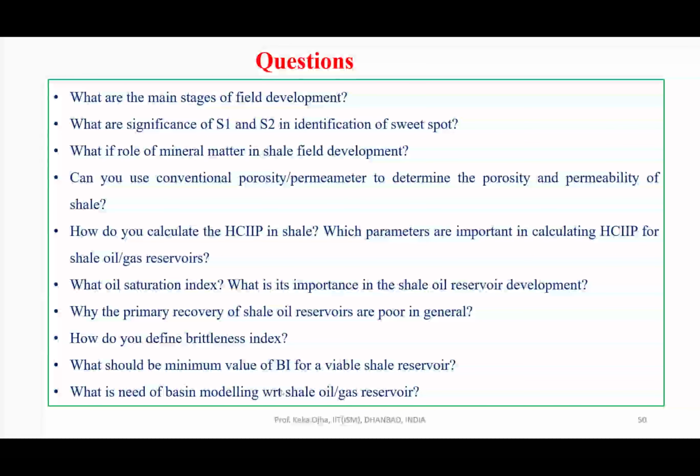What is the need of basin modeling for shale oil and gas reservoirs? That's regional level identification. Over the region, we need to identify whether we have a basin and whether we have some shale formation, then where it is, what its capacity is, and what its maturity level is. If it is a matured region, fine; in an immature window, we don't go for that. Okay. And whether oil or gas is there or not, we determine from there.